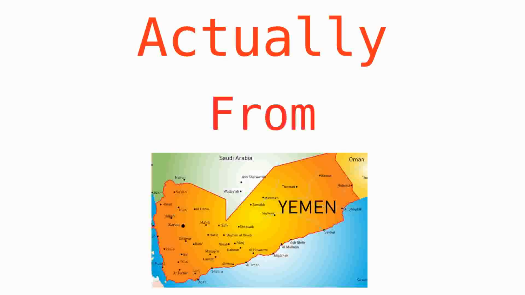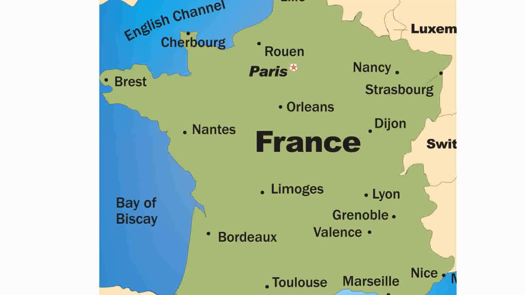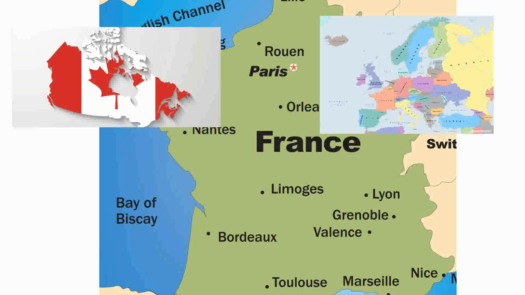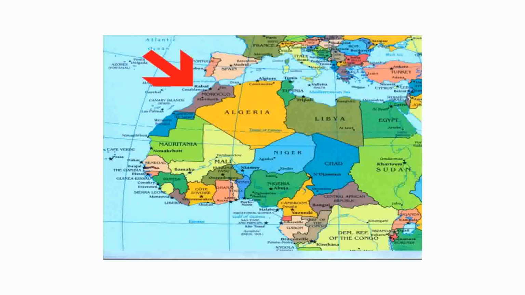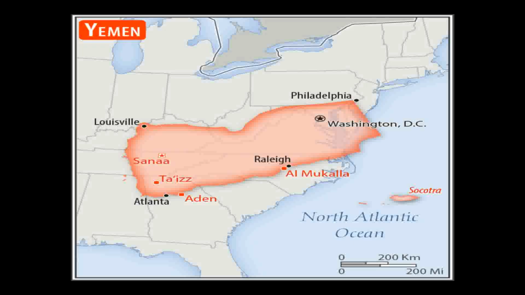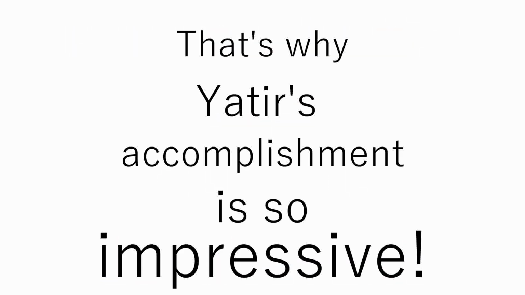Since the Yemenite dialect is only spoken by people actually from Yemen, as opposed to languages like French, which is spoken by people in France, Canada, throughout Europe and Africa, and even in Morocco. Or Spanish, which is spoken by people in Spain, South America, plenty of North America, and once again in Morocco as well. Now compare this to Yemen, which is not only a small country, but also a very secluded one, thus causing the language to be very unrecognizable and almost irrelevant. That's why Yatir's accomplishment is so impressive.